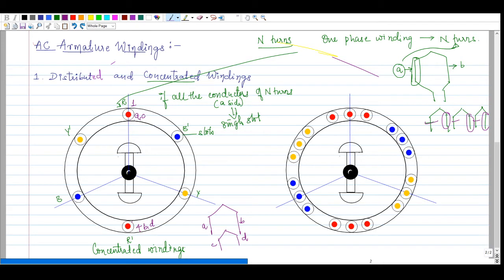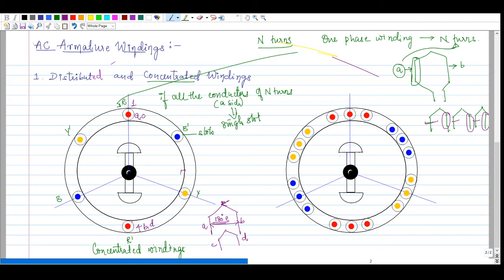The angle between the A and B conductors should be 180 degrees electrical. This is very important. The angle between them should be 180 degrees electrical. We will learn more about this in short pitch and full pitch windings.